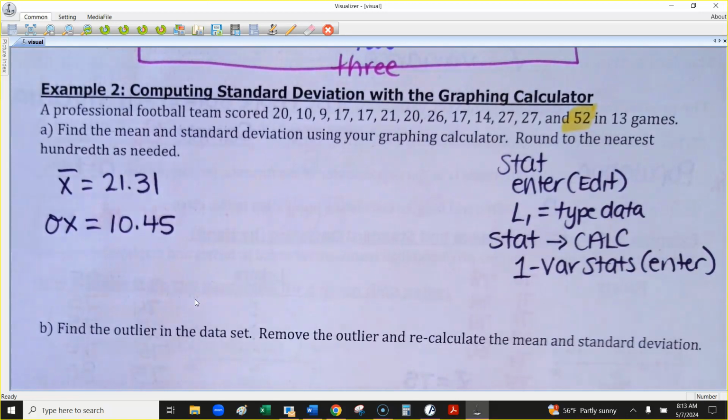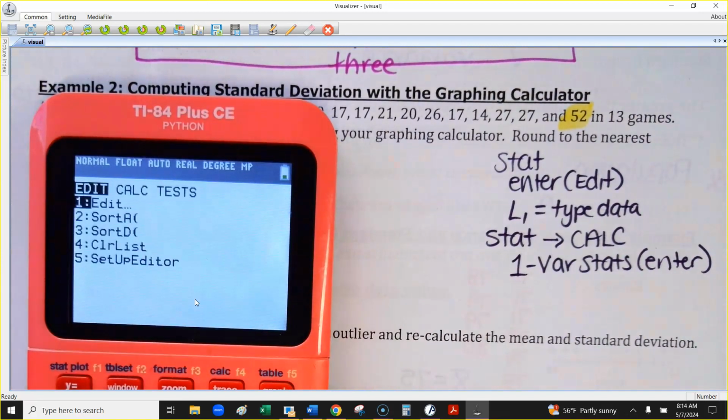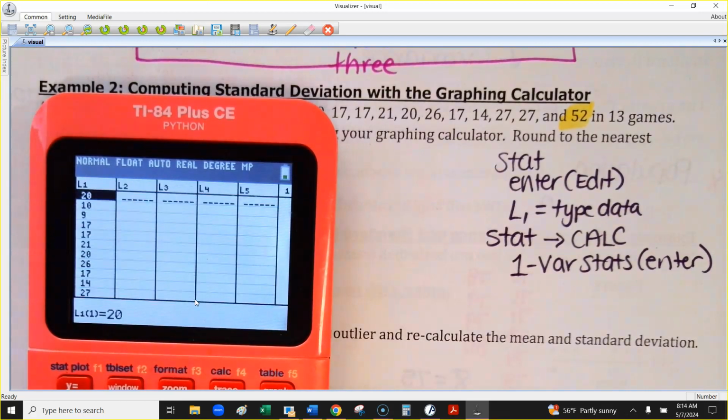And so what I'm going to do, this question says find the outlier. We're just going to remove it. All right, so to do that, sorry, I should have this on screen. You just hit stat, and I'm going to go back into the edit menu, just hit enter, and just go down. The 52 is at the very bottom, and I'm just going to use the delete key, and I'm going to get rid of that. Delete key is right above the stat button, and then I'm going to go back in and recalculate the data.